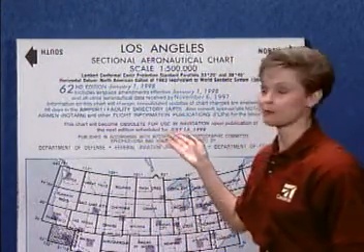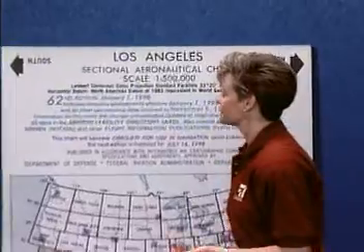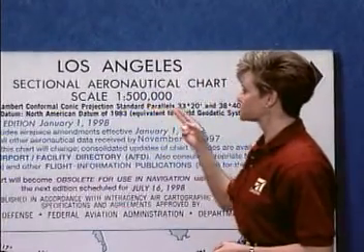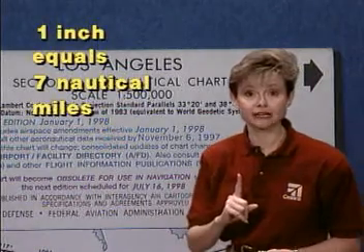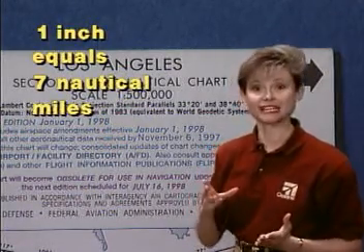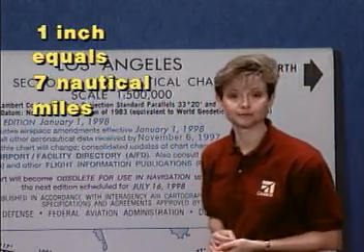These are by far the most widely used, and these are the ones we have been looking at in the previous lessons. The scale on this chart is 1 to 500,000, which means that 1 inch on the chart equals 500,000 inches in real life, which is about 7 nautical miles.